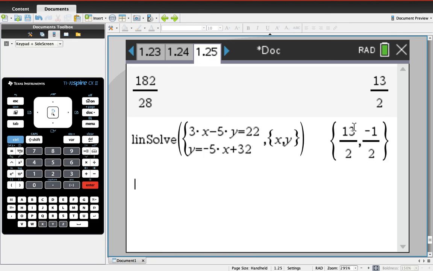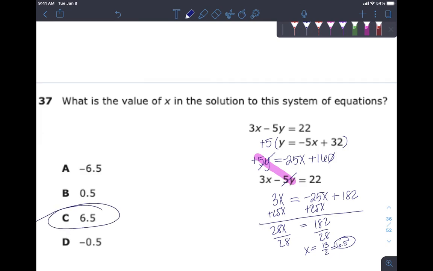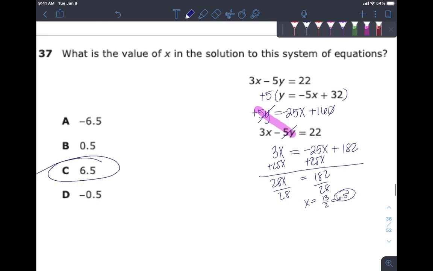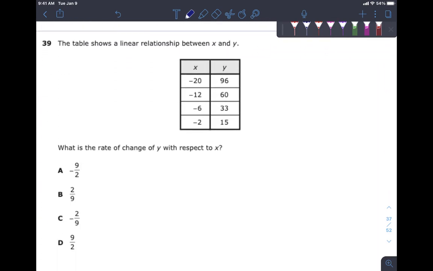And look at that. Same exact x value. I got it right. So I'm going to go back and look. And I got positive 6.5. So I'm going to look, and it looks like answer choice C is going to be the closest. So that's number 37. Let's take a look at the very next one.